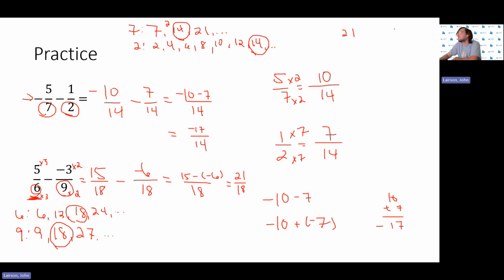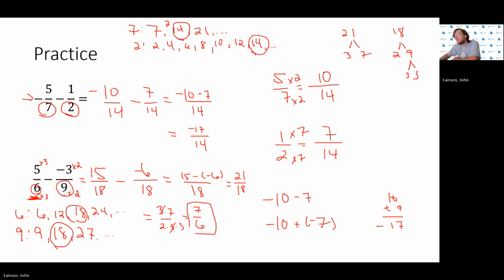21 and 18. 21 is 3 times 7. 18 is 2 times 9, which is 3 times 3. So with that prime factorization, I'm rewriting 21 over 18 as 3 times 7 over 2 times 3 times 3. We can cancel out, so it can be reduced. So 7 over 2 times 3, which is 6. 7 over 6. And this is my final answer.